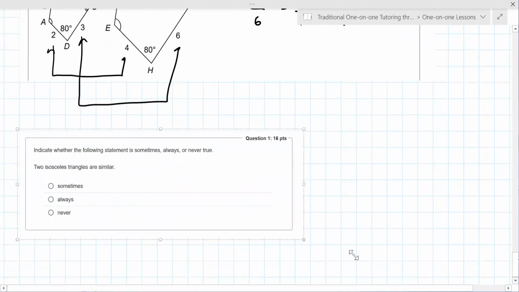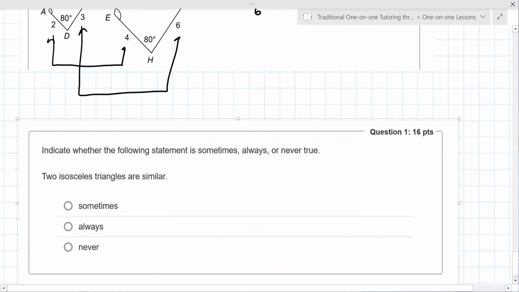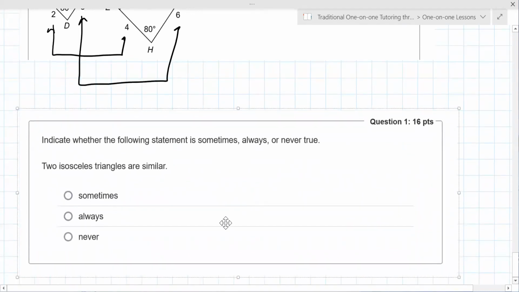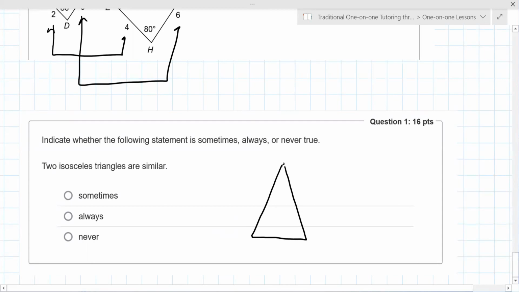All right. So do you remember doing this one? Yes. Okay. So what is the answer then? If so, two isosceles triangles are similar. So here's two isosceles triangles. Aren't they always the same because they have the same sides? You're not sure, are you? No, I'm not. Okay.